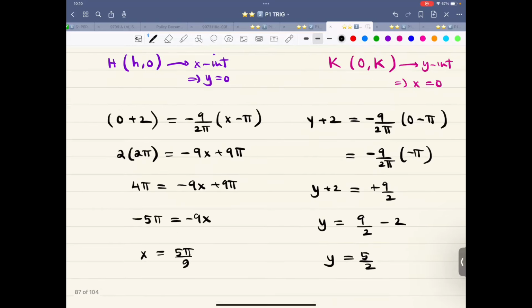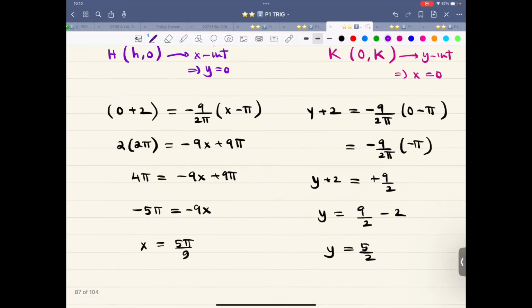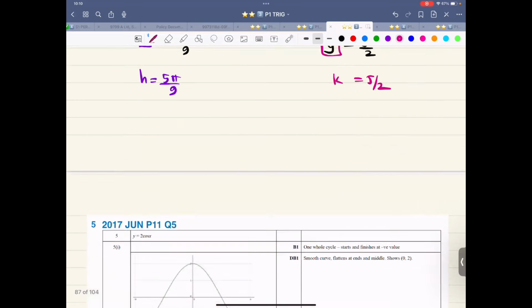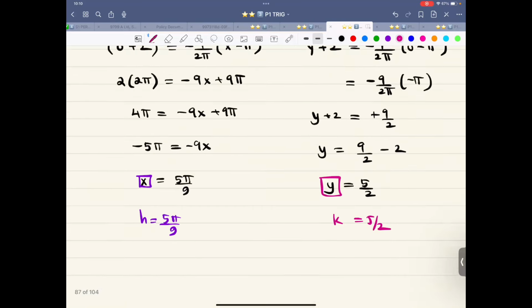So therefore, this x is basically your h. H is 5 pi over 9. And this y is basically your k. So k is 5 over 2. So the answer of k is 5 over 2. That's the graph. All good, all clear.